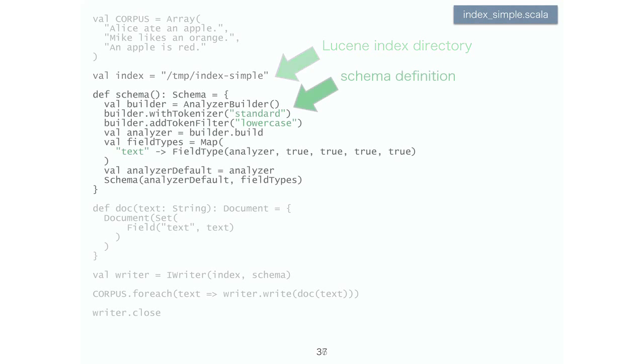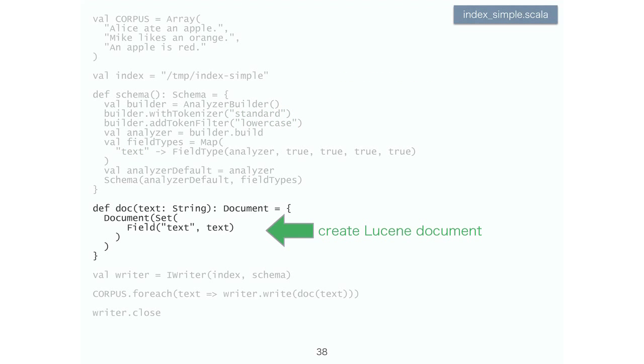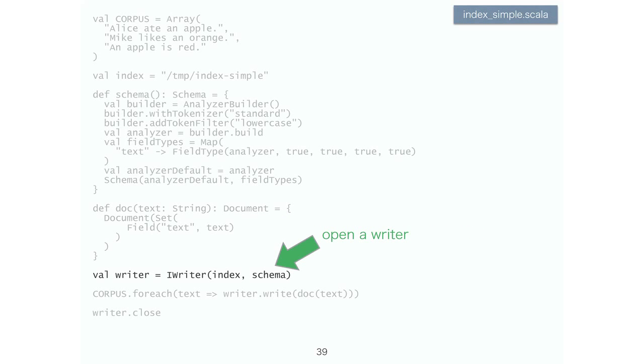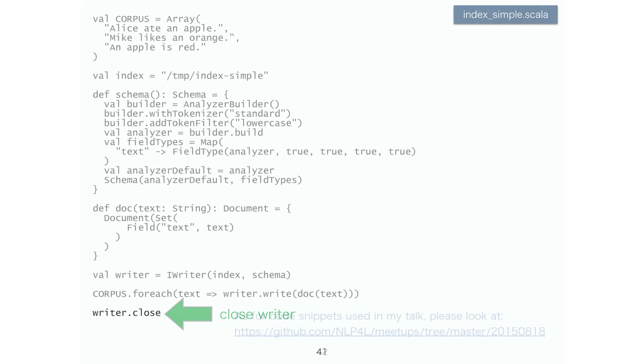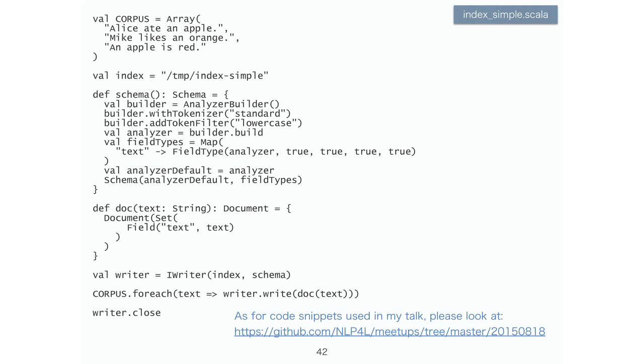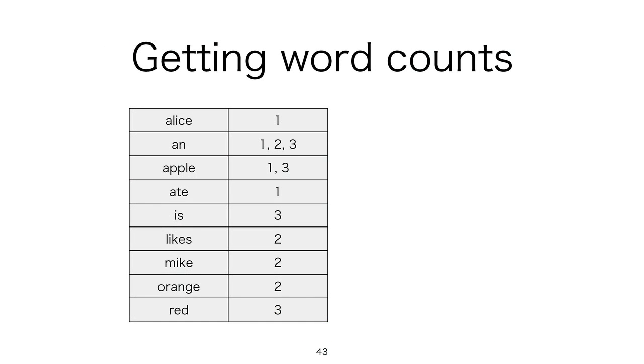This is the name of the Lucene index directory. This is a schema definition. It has only one field, a text field. A standard tokenizer and lowercase filter are used in this field. This function creates a Lucene document object from a text. Open a writer here and use it to write documents, then close it. After running the code, we've got this Lucene index that holds our corpus.